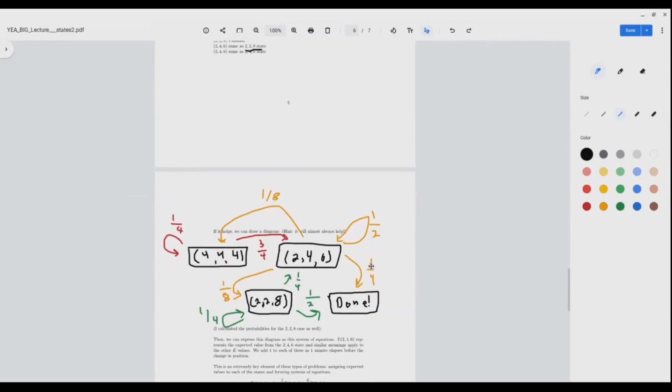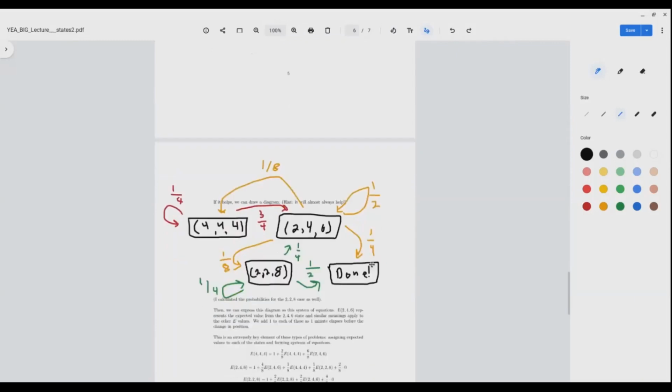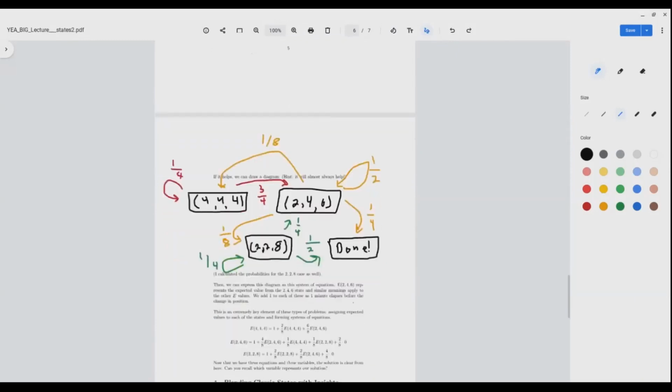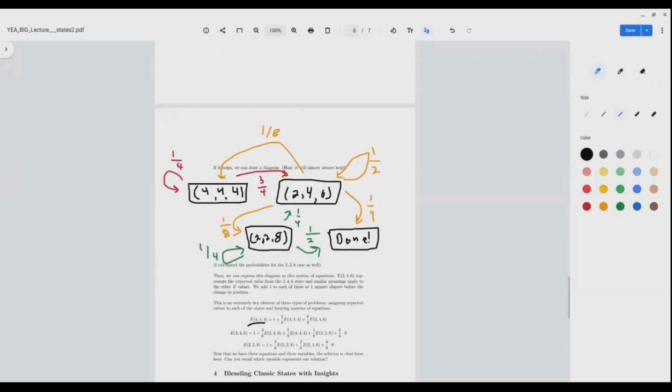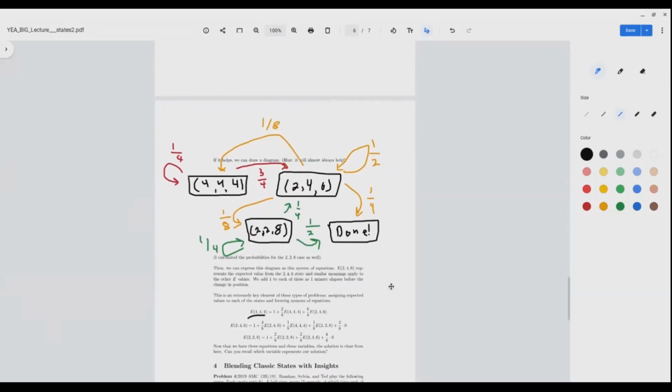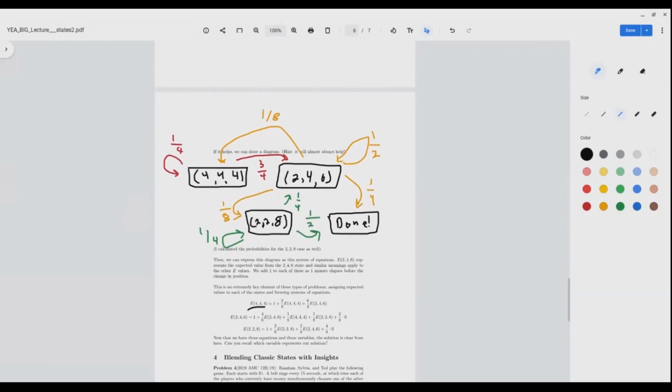Now we can express this diagram as a system of equations. E246 represents the expected value from the 2, 4, 6 state, and similar meanings apply to the other E values. So E444 is the expected value from the 4, 4, 4 state to finished, like how much time it takes to be done, essentially. The 2, 2, 8 state is the same thing. And then we have our equations. The 0 is our done.